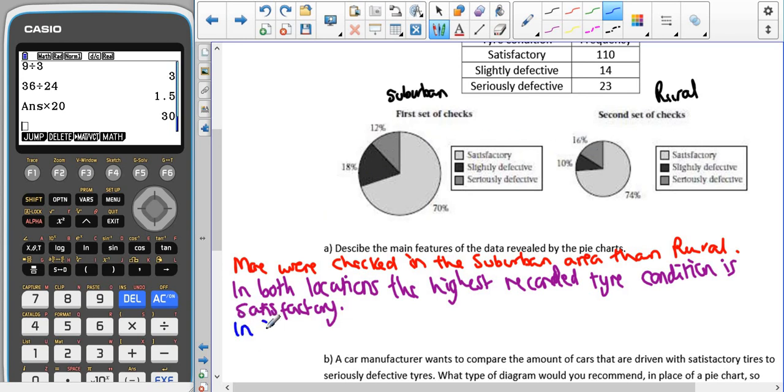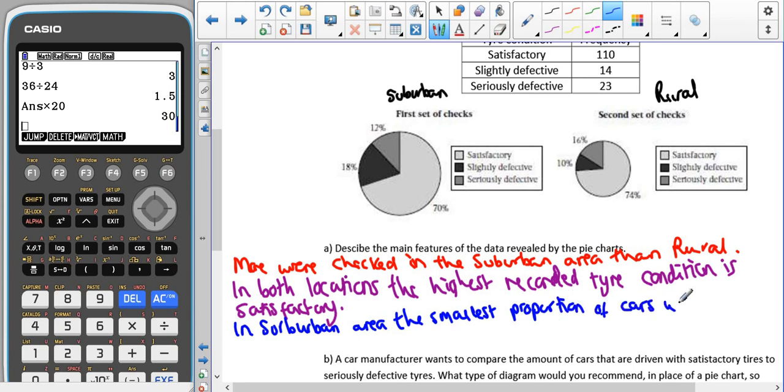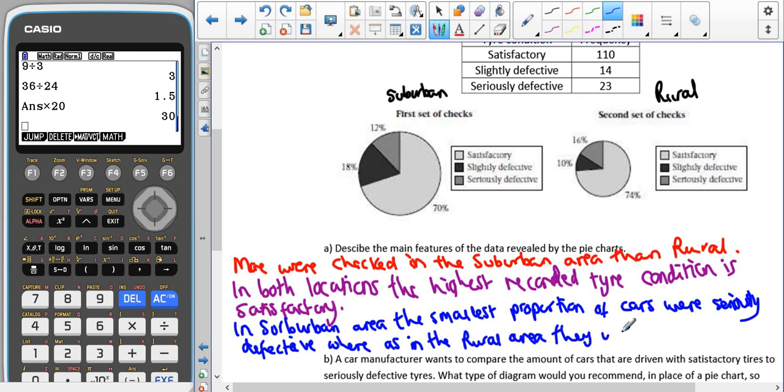So in the suburban area, the least, or the smallest proportion of cars were seriously defective, whereas in the rural area they were slightly defective.